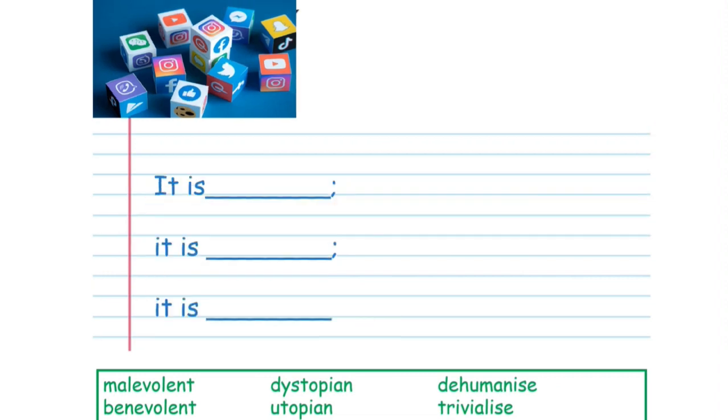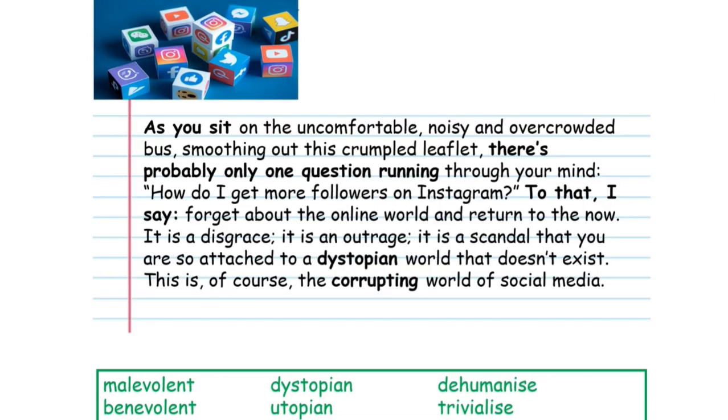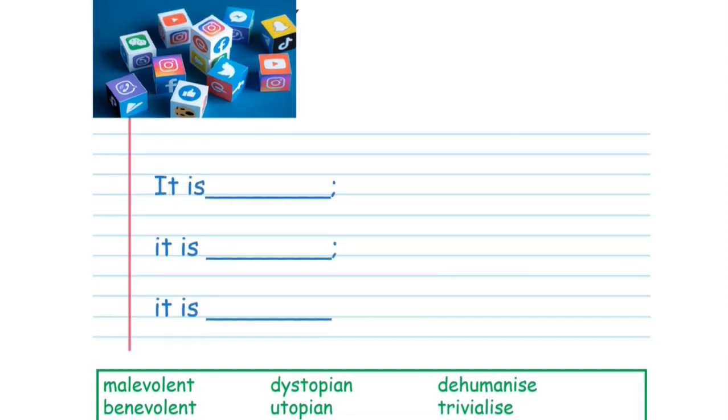On that note, let's practice semicolons as well. They separate main clauses. This is an ideal time to get them into your writing. In my example, I wrote, it is a disgrace, it is an outrage, it is a scandal that you're so attached to a dystopian world that doesn't exist. But if you were arguing that social media is a good thing, you may say, it is a privilege, it is a blessing, it is a gift. So you're using 3 main clauses, you're separating them with semicolons, and it's repetition at the same time.